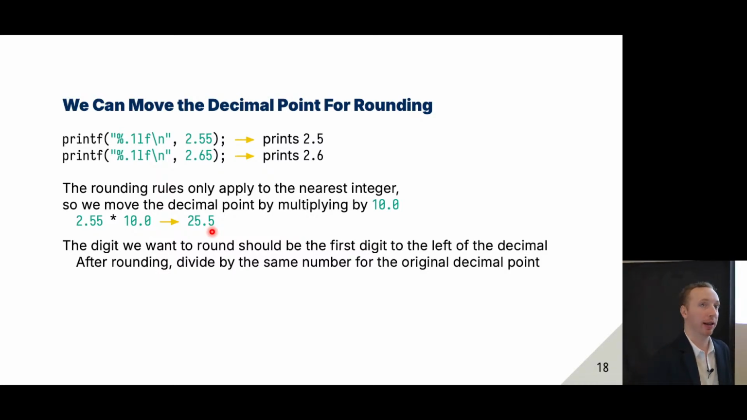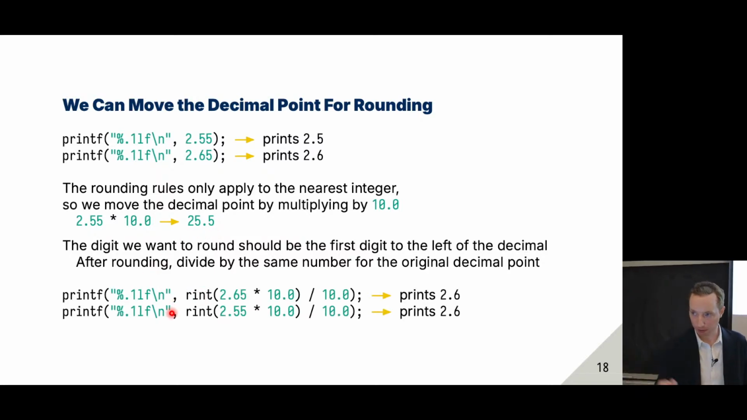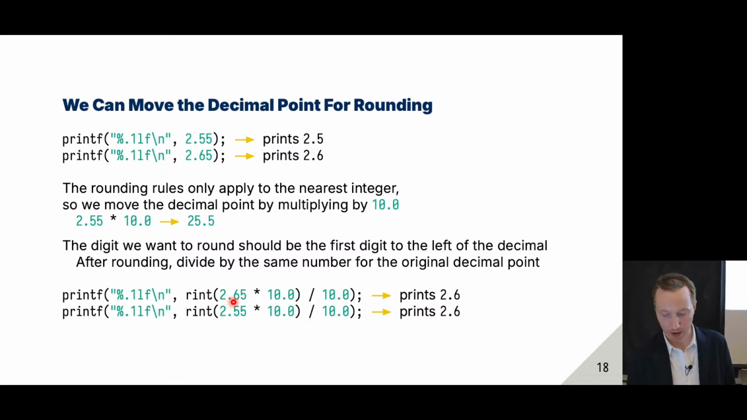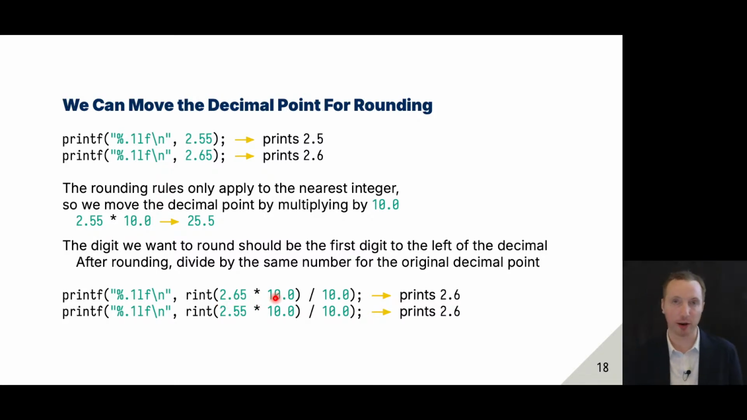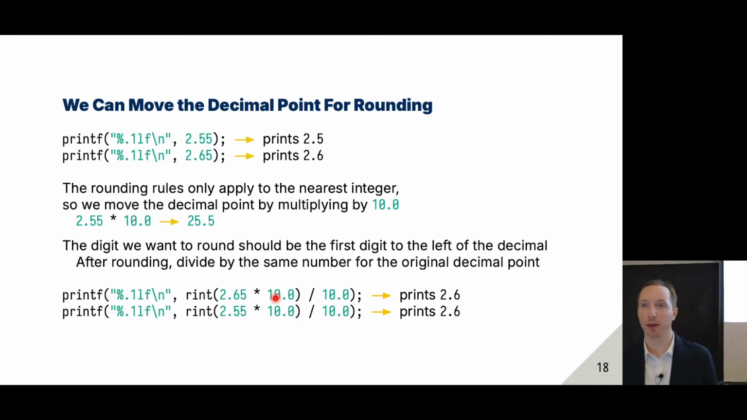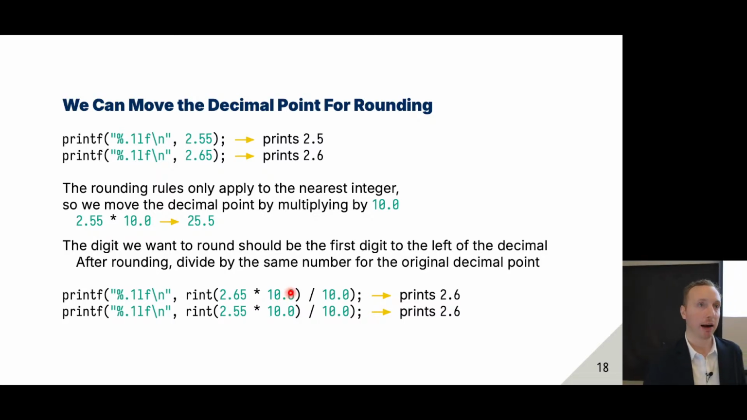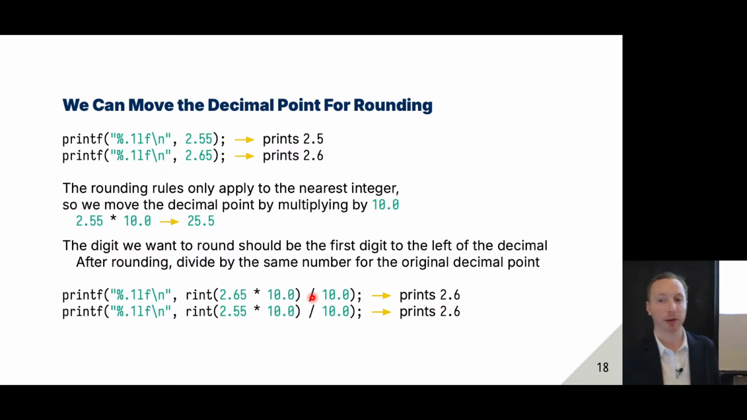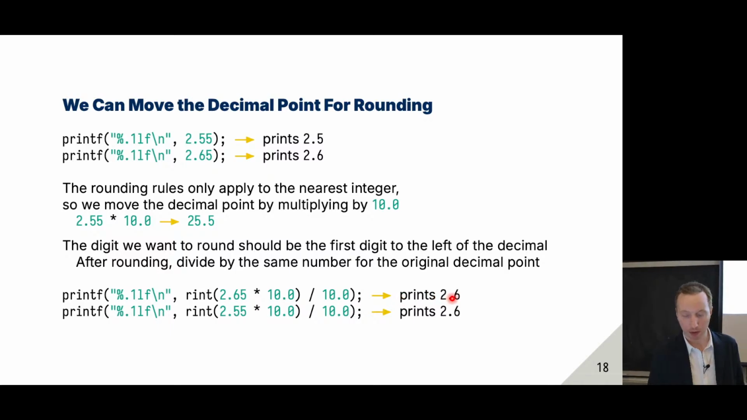Now, if I want to get the original scale back, I just take that rounded value and divide it by 10 again. So I can take 2.65, times it by 10. Now when I do that rint, I'm rounding to the nearest integer, and I put the decimal point exactly where I wanted it. After I rounded it, I restore where the decimal point was originally by dividing again by the same number. So now if I do this, it will print 2.6.